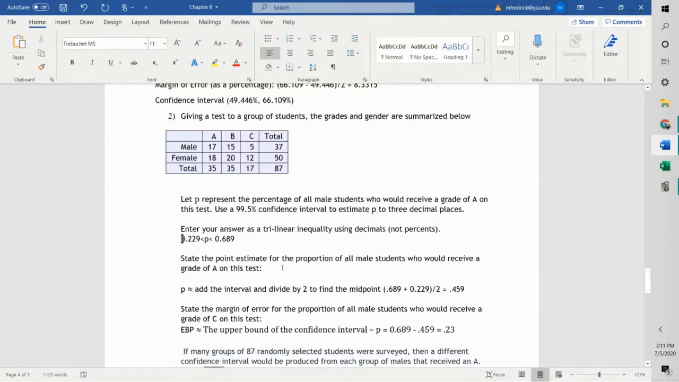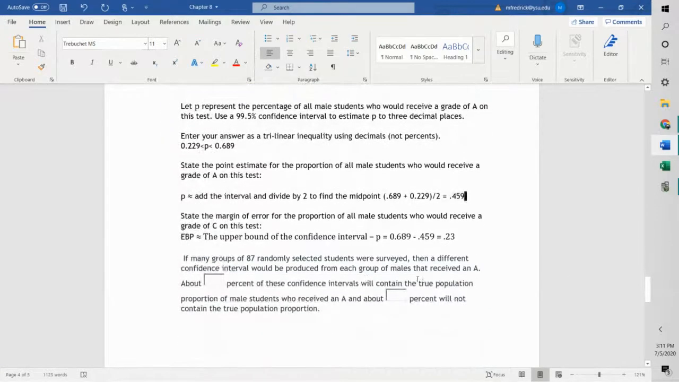State the point estimate for the population of all male students who would receive a grade of A on the test. For the point estimate, that's just the middle value before you added and subtracted your error. So to find the middle, you add the two values together and divide by 2. That's what we're doing right here. So we just take these two to find the middle, add them together, and divide by 2.